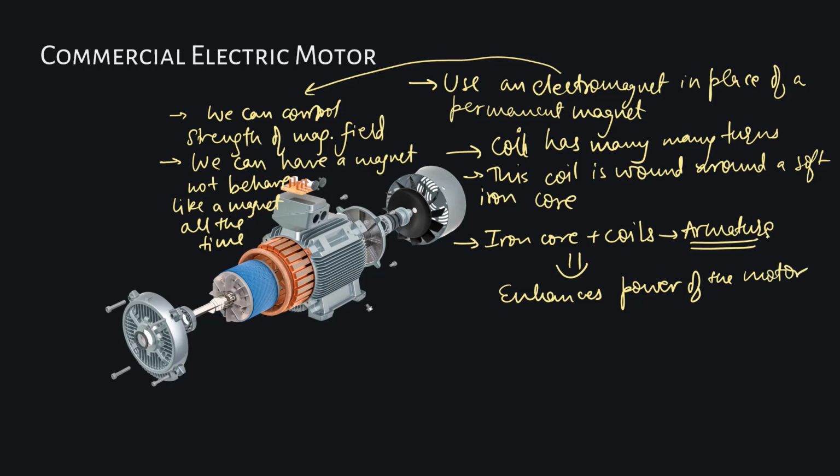Because at a commercial level, when you are using a commercial electric motor, you don't want just a little bit of mechanical energy to be produced. You want to power whole cities, whole apartments, whole towns, whole countries. So you want huge amounts of power, huge amounts of mechanical energy, to be generated. That is why we use this soft iron core on which the coil is wound. I hope the commercial electric motor is clear to you.